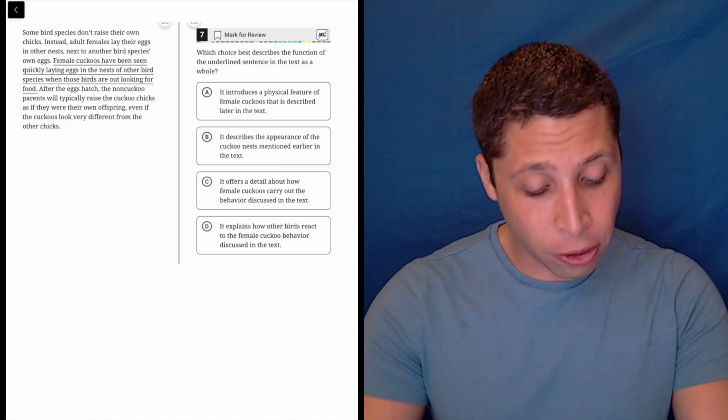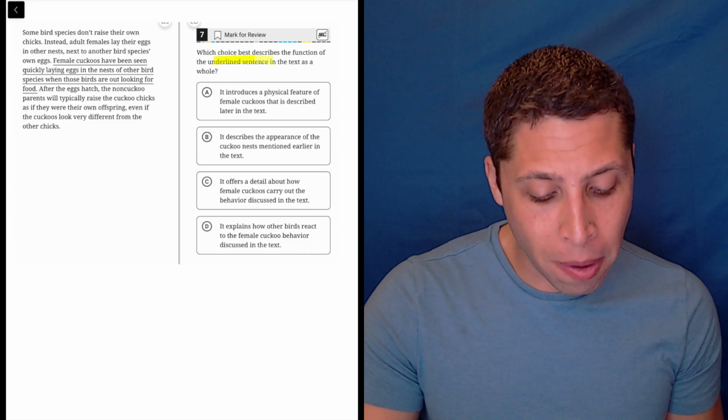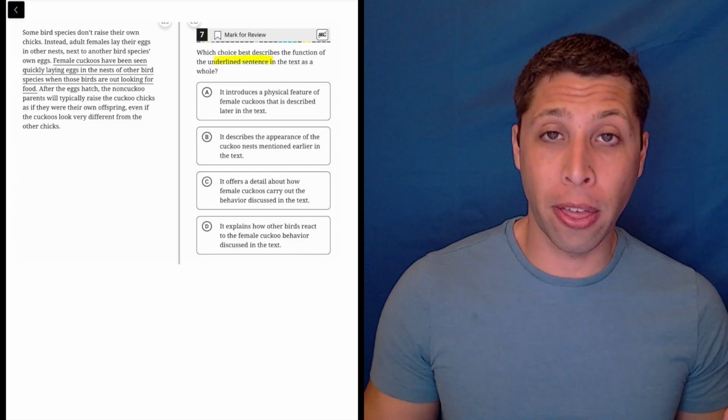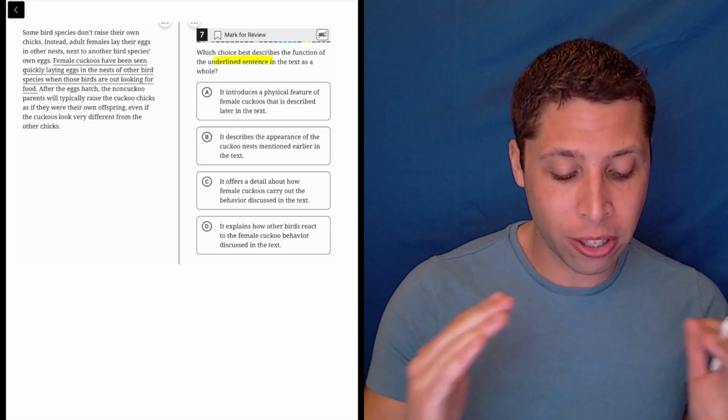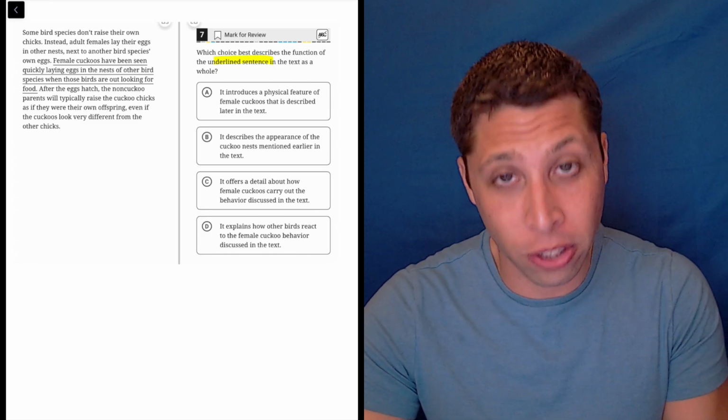All right, first things first, make sure that you are narrowing your focus to exactly what they want. They want to know about the underlined sentence. So we have to read everything, but our answer choice is specifically going to tell us what the underlined sentence is doing. So there's going to be some traps, I think, but let's take a look first at the whole kind of passage here.